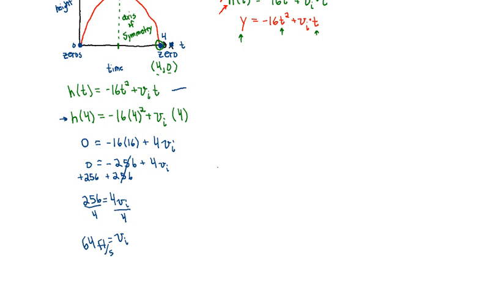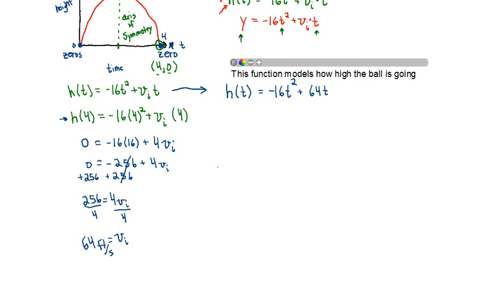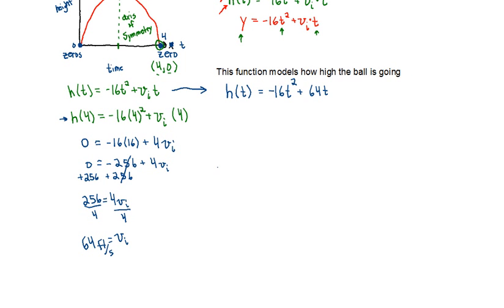So we can now finish our formula. So now we have h at t is equal to negative 16 t squared. But now we know the initial velocity, so we can do plus 64 t. All right. So this new equation, this function models how high the ball is going. Let me resize that so you can see it. It tells us how high the ball is going to go, depending on what time it is.